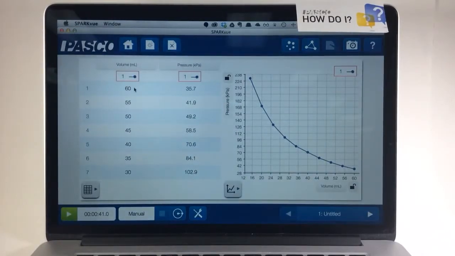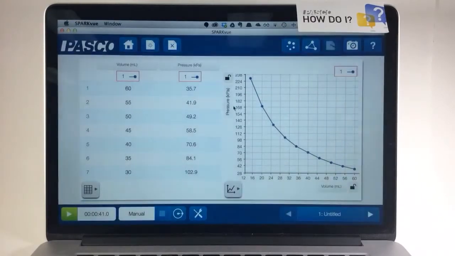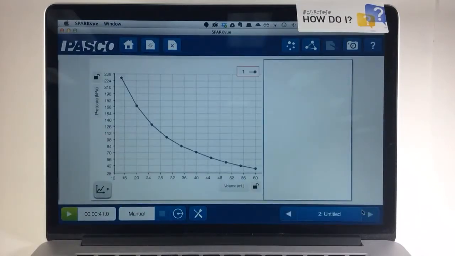So for example, at a volume of 60 milliliters, the measured pressure was 35.7 kilopascals. To the right, I've plotted pressure in kilopascals versus volume in milliliters. And this graph is simply a larger form of that. So, how do I determine what relationship is implied between pressure and volume from my data?